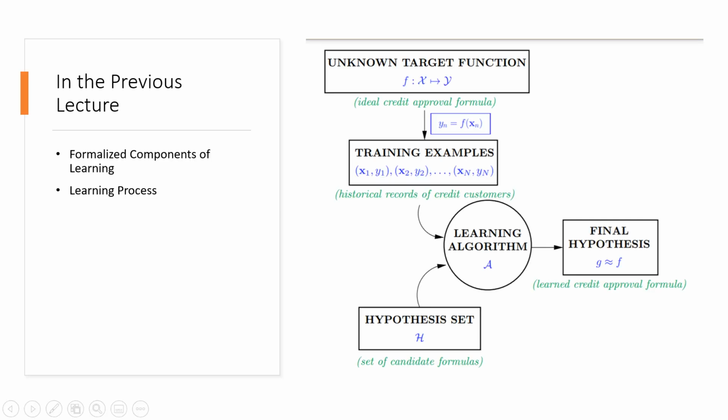Now let's review or recap what we said in the previous lecture. In the previous lecture, we formalized the components of learning and we talked about this picture, which is nothing but the learning process. Now in today's lecture, we are going to build on this and see how different components of a model that we derive today fall into place in this particular picture here. Just to review what we already said, right?